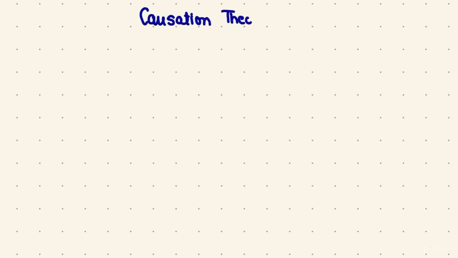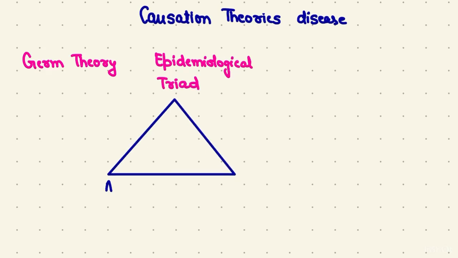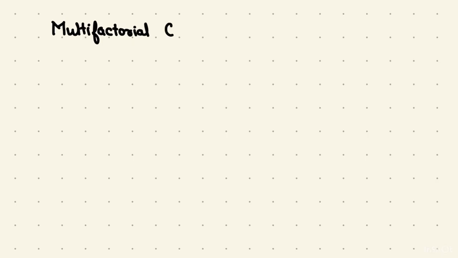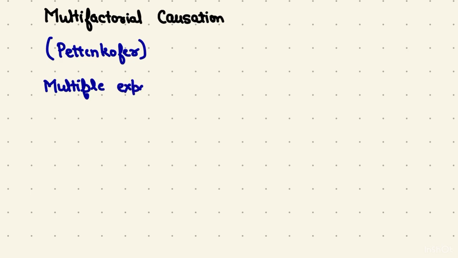What are disease causation theories? So we have multiple theories. First is germ theory. Then comes the epidemiological triad, and that is agent, host and environment. Then comes the epidemiological triangle, which also includes time, incubation period. There is multifactorial causation also, given by Pettenkofer, and it says multiple exposures or risk factors lead to a disease.